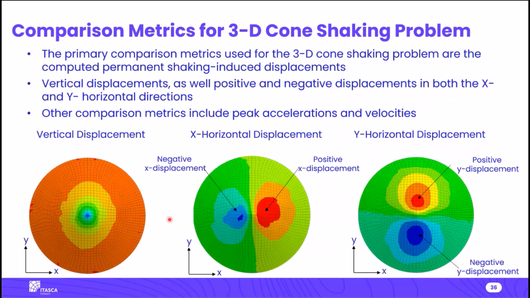All right, so as far as comparison metrics for this problem, the primary metric for this seismic shaking problem is the computed permanent shaking-induced displacements. So we're looking at vertical displacements of the crest, and then horizontal X displacements, negative X and positive X, and then horizontal Y displacements, negative and positive. We also looked at peak accelerations and velocities, but we're just going to show the displacements here.